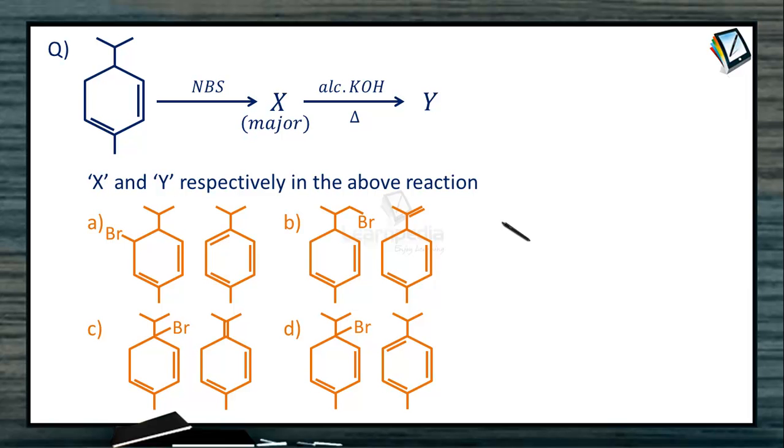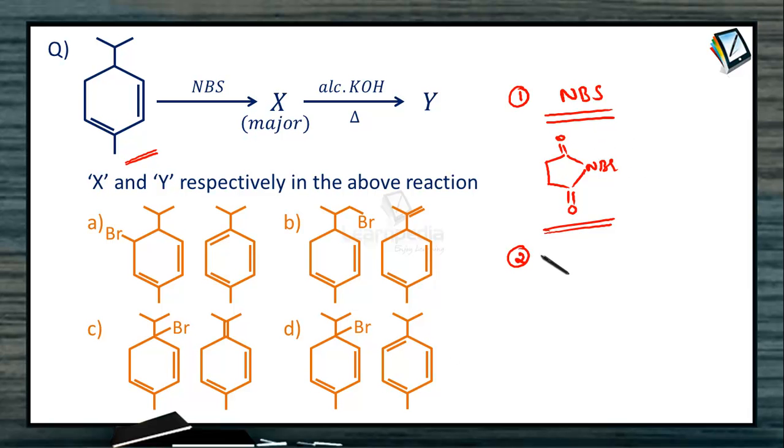Next question. This particular starting material is treated with NBS, N-bromosuccinimide, and whatever major product is obtained from this reaction is subjected to alcoholic KOH on heating. So we know the reagent NBS, N-bromosuccinimide, and the importance of this reagent is that it brings about allylic substitution.